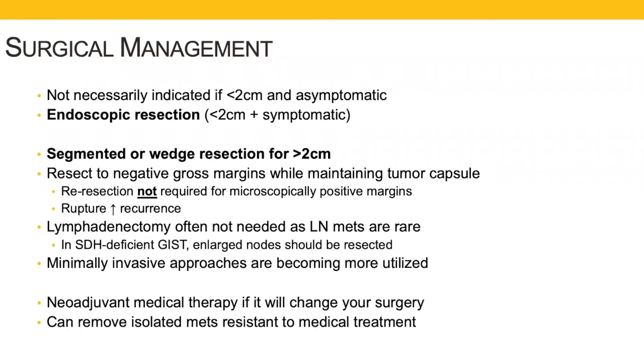Patients should be considered for neoadjuvant chemotherapy or medical therapy if it's going to change your surgery. So if the tumor is in the esophagus, and giving preoperative therapy will allow you to do an esophagus sparing surgery or a less morbid surgery, then you should consider giving neoadjuvant medical therapy. And if giving it will allow you to spare a sphincter, then that's another time that neoadjuvant medical therapy can be considered. And if a patient's known to have isolated metastasis, you can remove isolated mets at the time of your surgery as well if they're resistant to preoperative medical treatment.